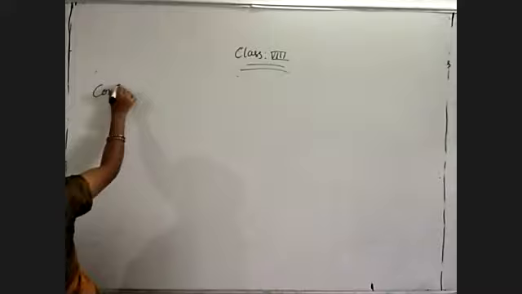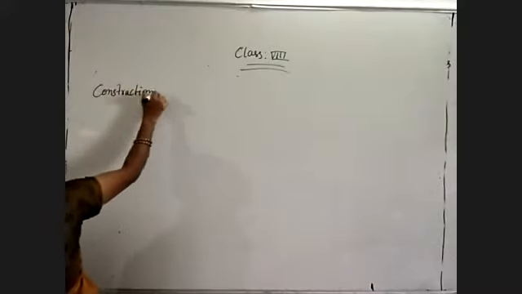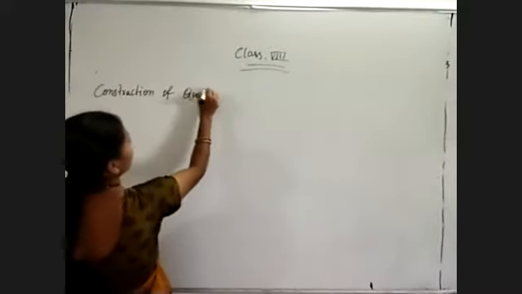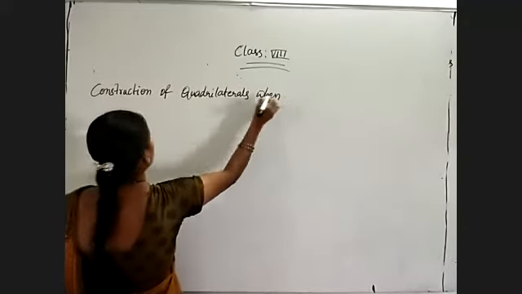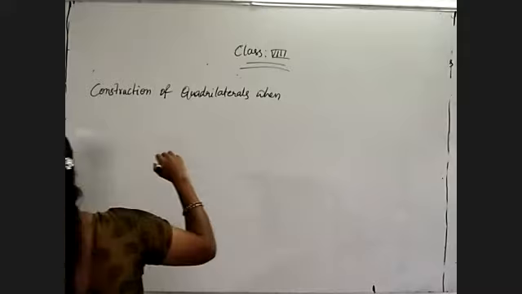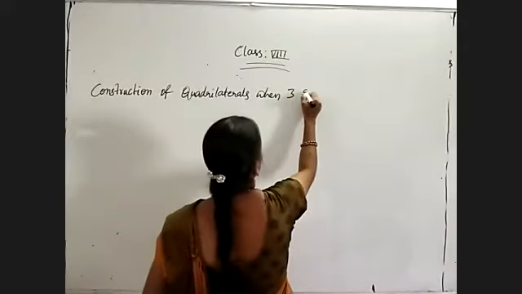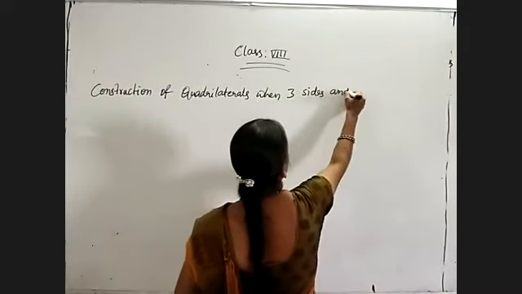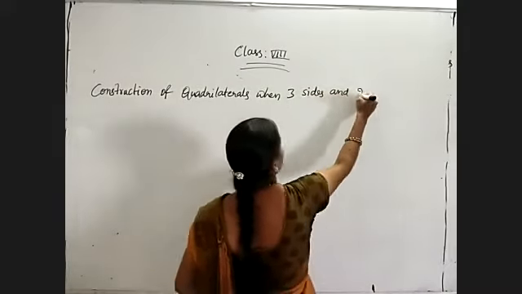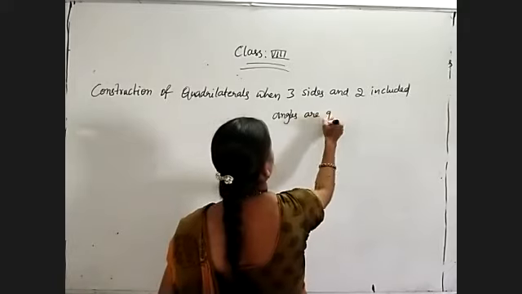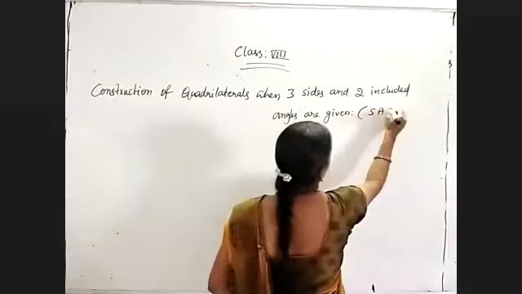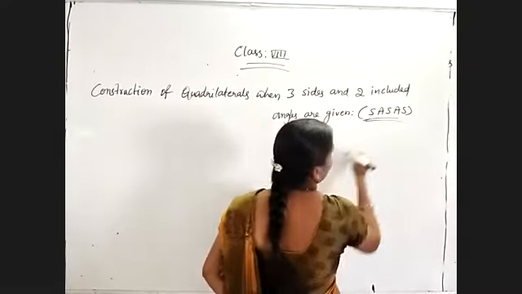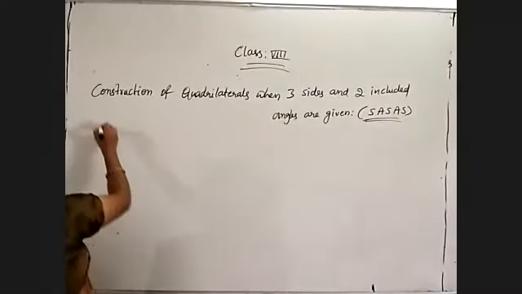Construction of quadrilaterals when 3 sides and 2 included angles are given. In that case, how we need to construct the quadrilateral? So first of all, side, angle, side, angle, side. So in this case, how we need to construct the quadrilateral, we will see.